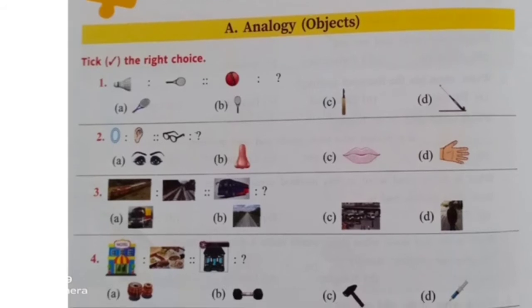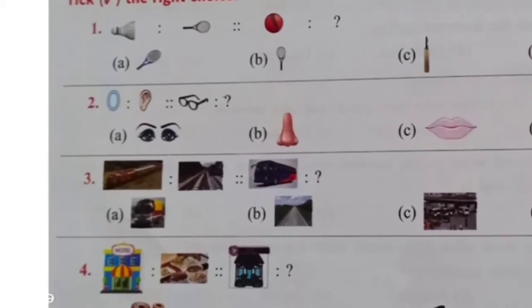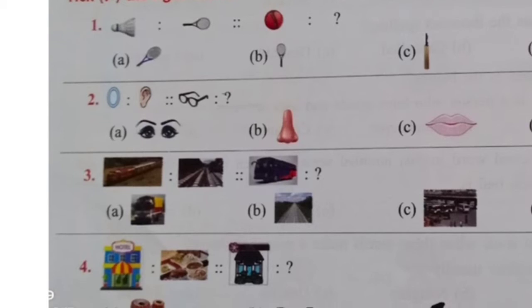Third one. In the first picture a train is shown. A train runs on a railway track, and in the third object it is a traveler bus, and it runs on the highway. That is why our correct option will be C.